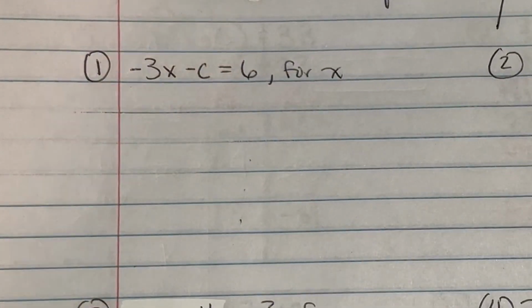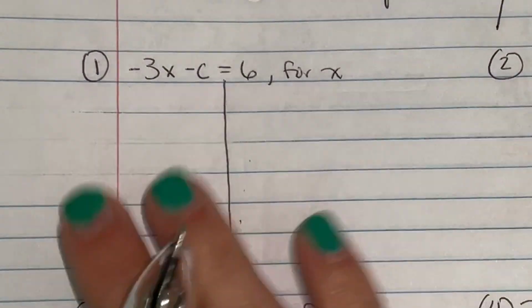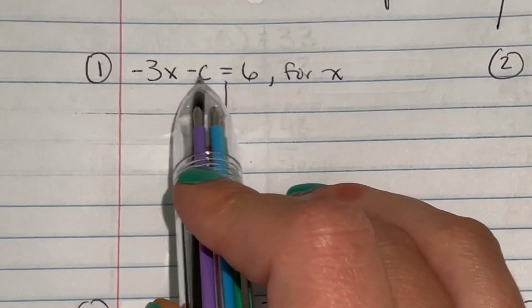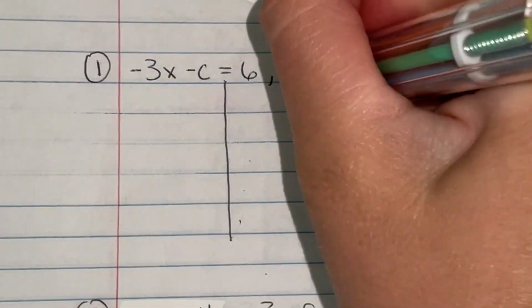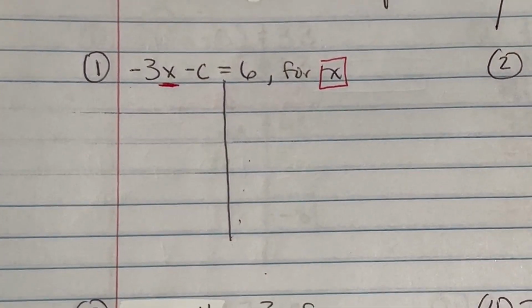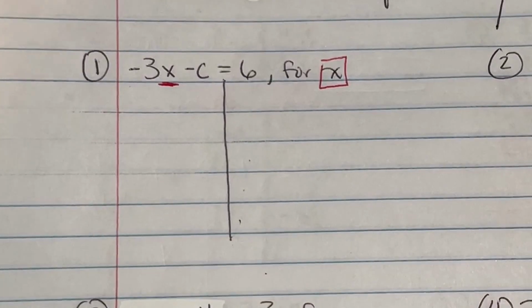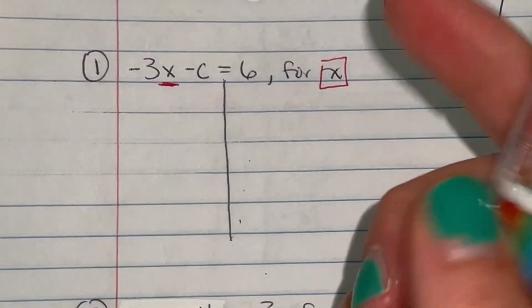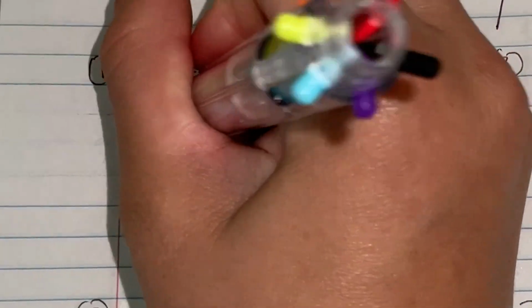All right, as always, balance bar. Okay, now we have negative 3x minus c equals 6. We are going for x. So we are trying to get x by itself. So this guy needs to be alone. Here's our variable. Everybody else is considered a constant or a coefficient. So in this case, my constant would be my minus c. I'm going to add that c on both sides.